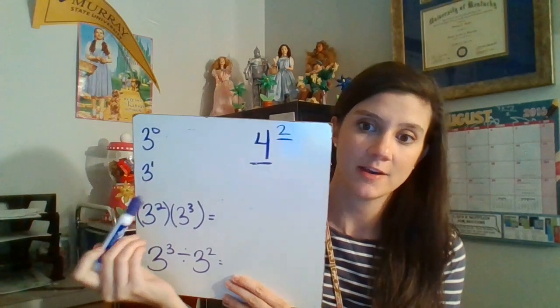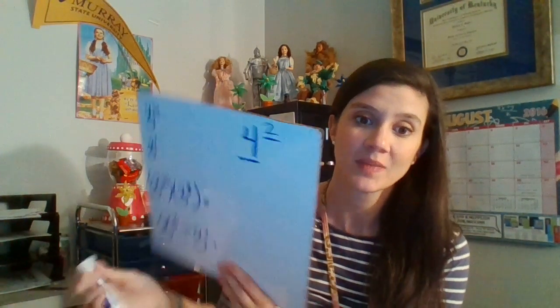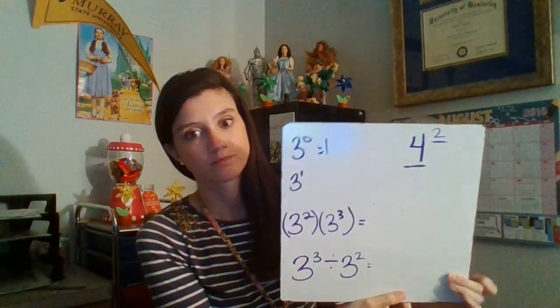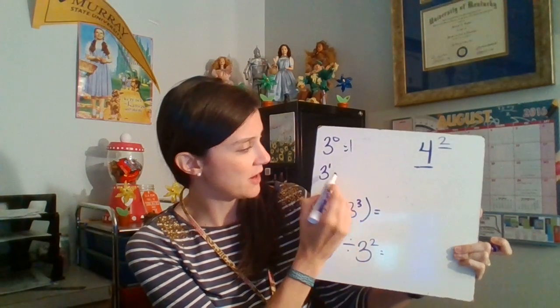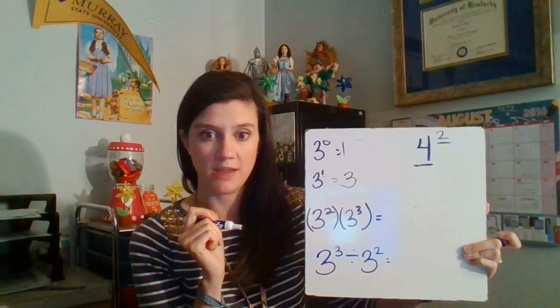When you have a base that's being raised to a 0 power, that equals 1. So any number raised to the 0 power is 1. Any number that's raised to the first power is itself, so just 3.